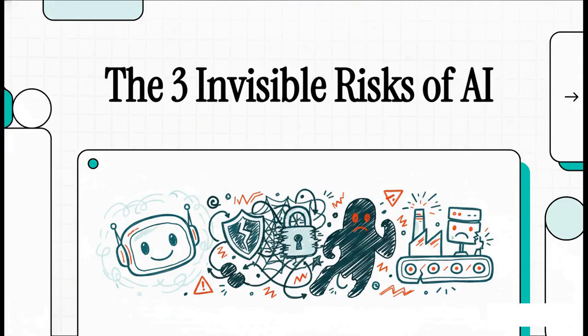Okay, so if you're building with AI, you know that amazing feeling when your first demo just works? But here's the thing, there's a huge dangerous gap between that demo and a production-ready app, and it is filled with invisible risks. Today, we're going to break down the 3 biggest dangers that can silently, totally sabotage your project.